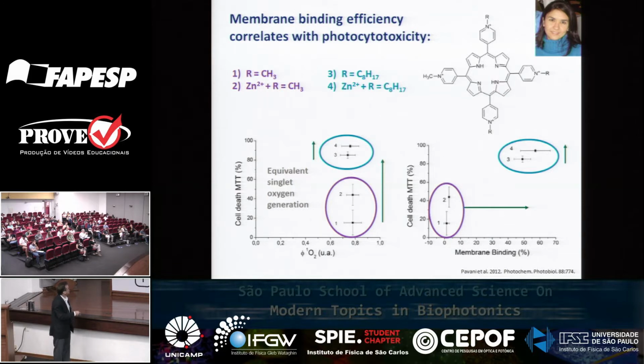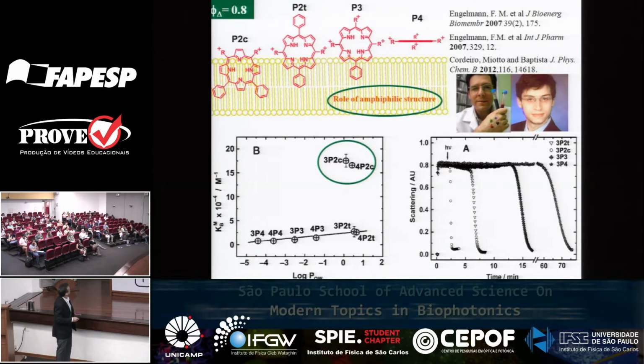But when we compare now as a function of membrane binding efficiency, we can select two groups. The ones that bind more to the membranes are the ones that are more efficient compared with these two. Another example, also another series of porphyrins. You see there are several charges here, but if we compare these two, both have two positive charges on these molecules. But this one is a symmetric molecule, a trans isomer, so it's not really amphiphilic, but this is a cis isomer, and it's very amphiphilic.